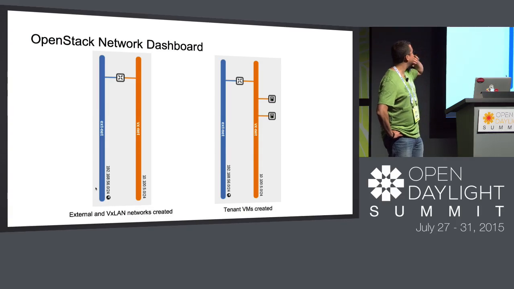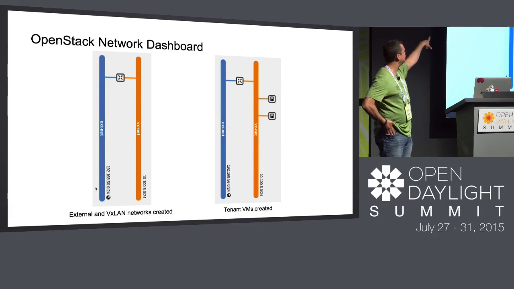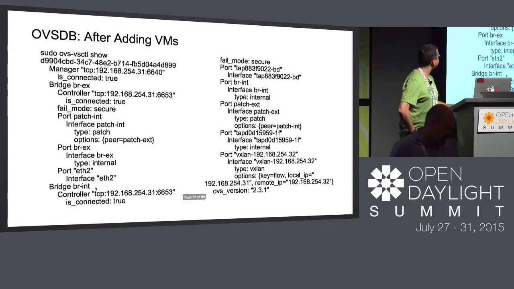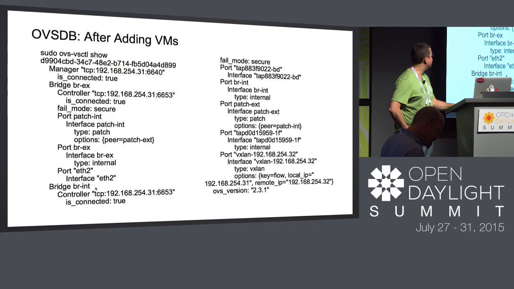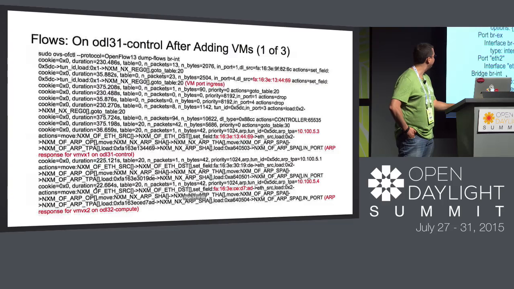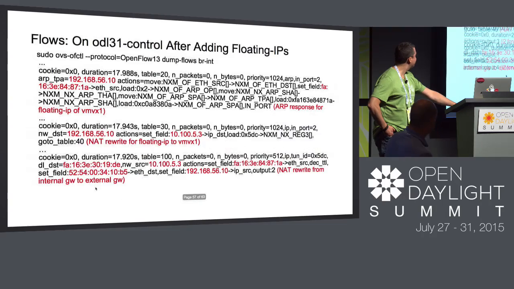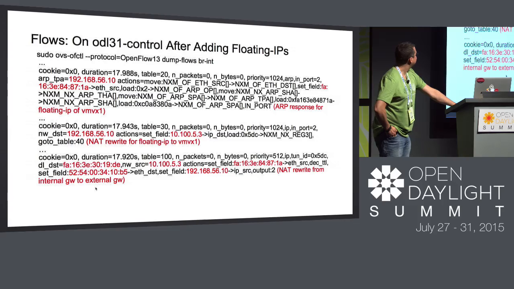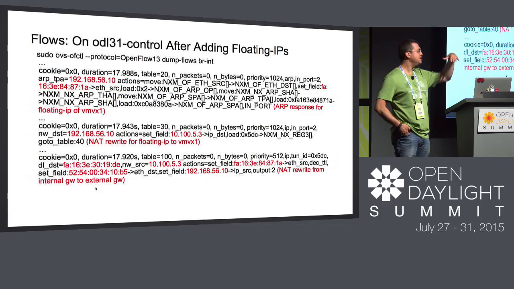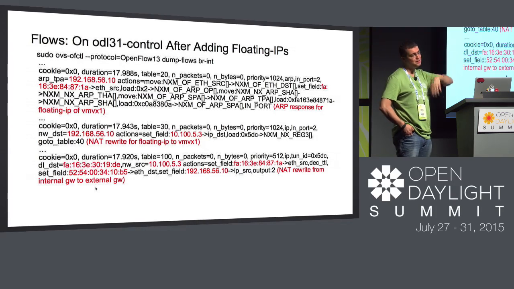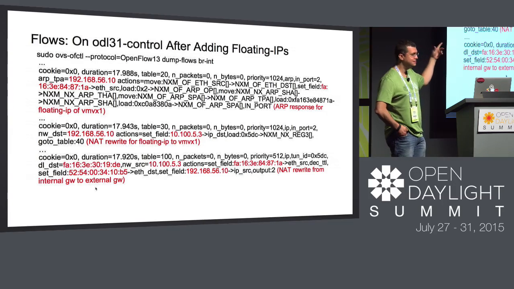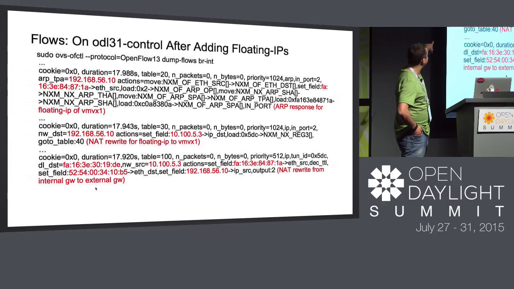Right, so this is the before and after picture when we had just the network and the router and then the tenant VMs added. This is what the OVS port show looks like. Once we create the floating IPs, we actually need to respond to ARPs on behalf of that floating IP. So there are extra rules that get added on the control node, wherever that tenant is. And that's what I think is being shown here.